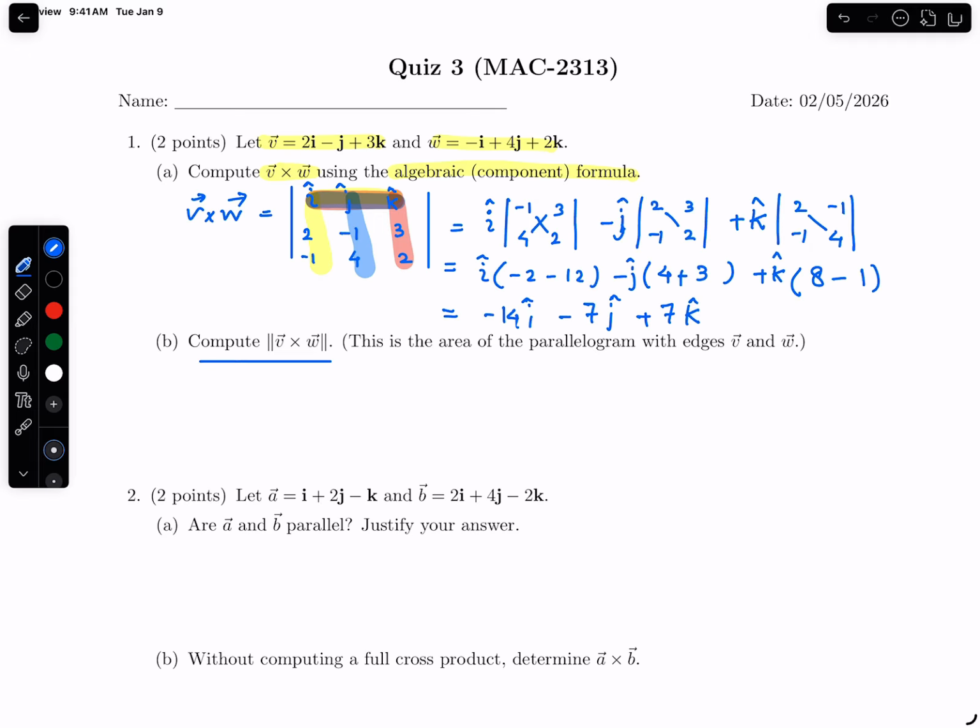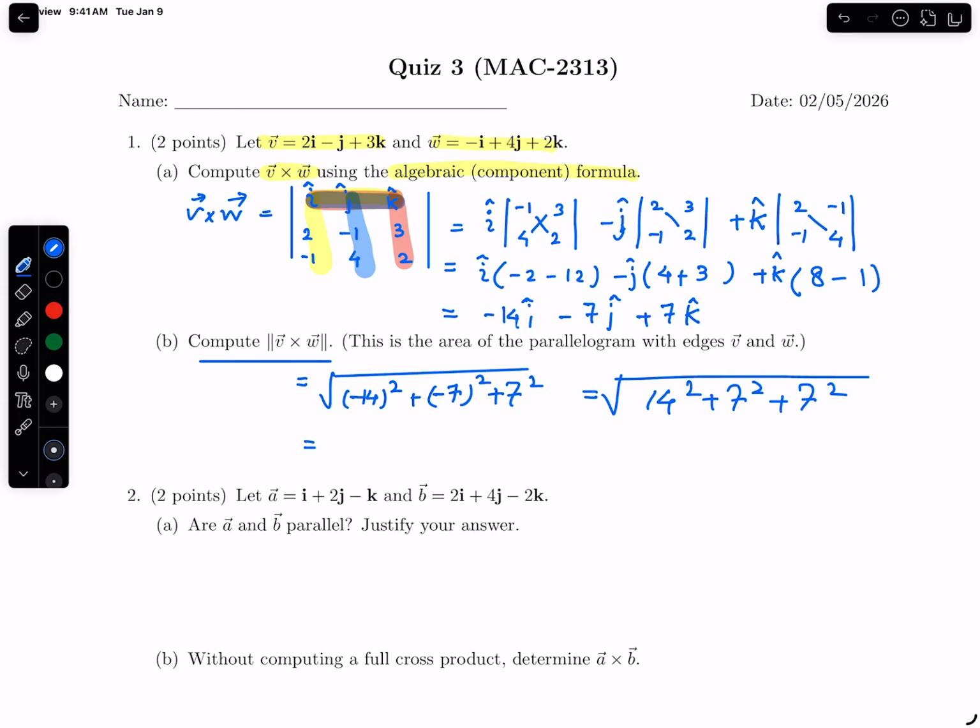Now I want to compute the magnitude of this cross product. The magnitude is equal to the square root of the first component squared, which is -14 squared, plus -7 squared plus 7 squared. Now what is 14 squared and 7 squared? So I can do something here. There are a couple of things to be done, but the first one can be written as 14 squared, 7 squared plus 7 squared.